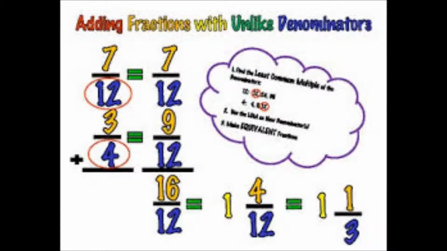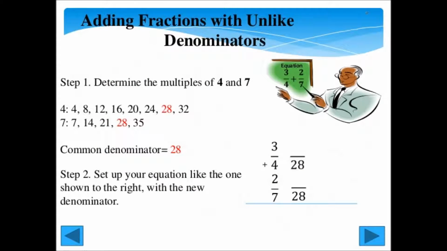Take a look at this problem. The common denominator is 12, but where did they get the 7 and 9? They simply divided the denominator, then multiplied the numerators. For example, 12 divided by 4 equals 3, times 3 equals 9, then added the new numerators.